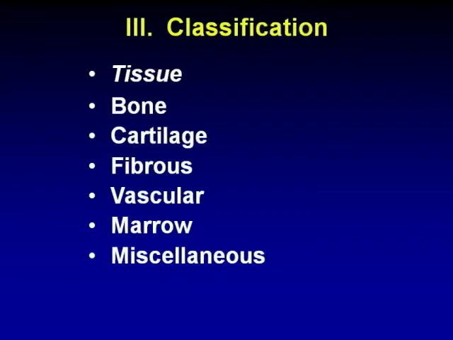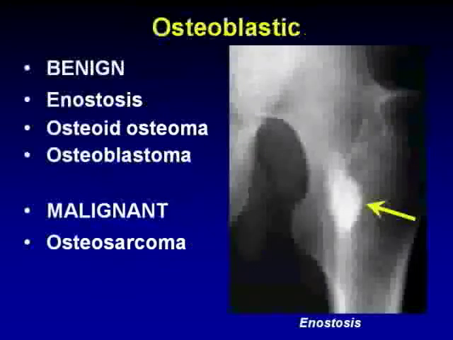Okay, let's go on and talk about classification of bone tumors according to what the tumors look like under a microscope, whether they look like bone or cartilage or fibrous tissue, whether they look like vascular, marrow, or various other miscellaneous tissues. Because that's what the pathologist is going to be talking about, and that's what we want to try and predict as well.